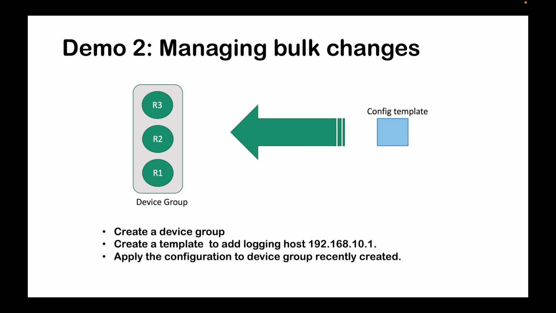In this particular demo, we will understand how exactly NSO manages bulk changes. For example, you have a particular change, and you want to implement that change on a set of devices, say hundreds of devices. It can be a small configuration, it can be a bigger configuration, whatever. Just think, if you don't have any automation tool like NSO, how exactly are you going to do that?